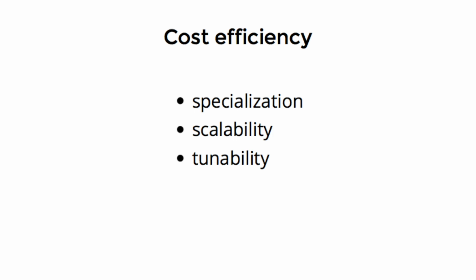The next technical advantage is cost efficiency. By splitting your functions into separate machines, you can buy hardware that is specialized to those purposes. So if you need high memory or high CPU or high disk space, whatever, and it also means that you can scale the hot part of your application without wasting money.